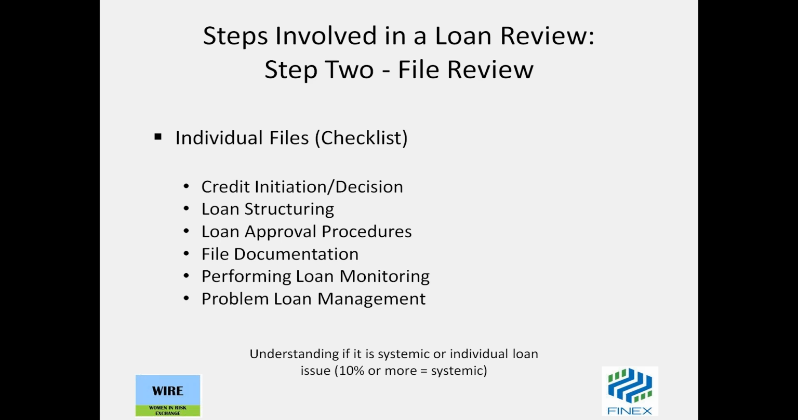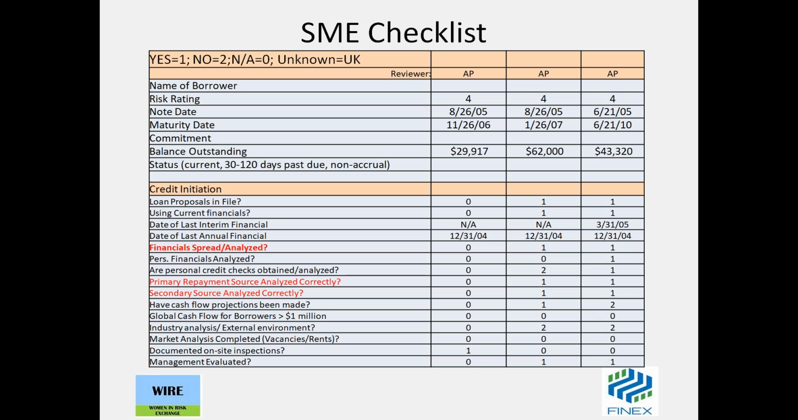Again, looking at these loans, you're going to have to understand if there is a systemic or an individual risk. Systemic means 10% or more. So if I look at 50 loans and out of the 50 loans, 5 to 10 of them have the same issue, it can be indicative that this is a problem through the entire loan portfolio. That is just not one off. So let's look at the checklist.